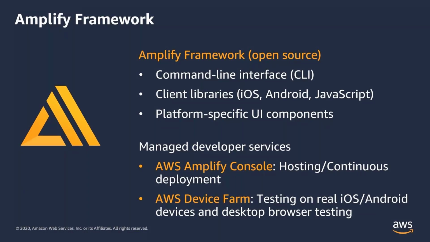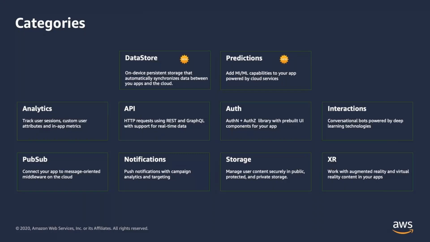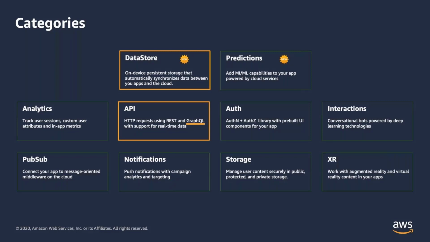As far as framework components are concerned, the client libraries, CLI, and UI components are fully open source. They also manage developer services such as the Amplify console that allows you to deploy and host web applications, and Device Farm, which allows you to test your application on real mobile devices or a browser. These are the Amplify categories. Some categories, such as the DataStore and Predictions, were released late last year. However, there are two specific categories closely related to AppSync: DataStore and the GraphQL option in the API category.